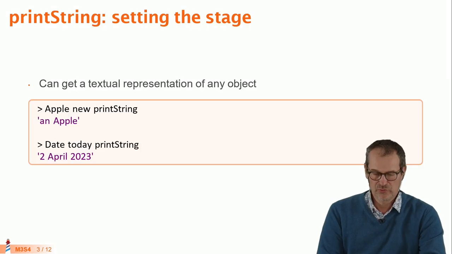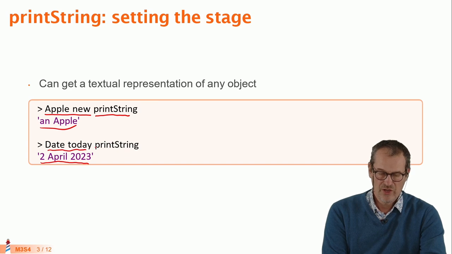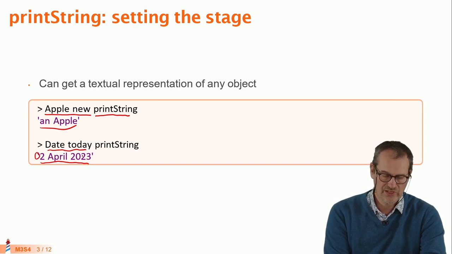So, the context. If we set the stage, in Java this is toString. In Pharo, we call it printString. So if I create an object apple and send the message printString to this, I will get an apple. If I have a date object and I send the message printString, it will tell me, okay, we are 2nd April 2023. So this means that printString returns a textual representation of the receiver. That's why we have the quotes here. This is not a date, this is a string.